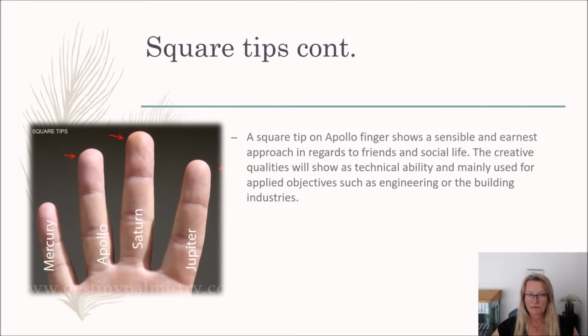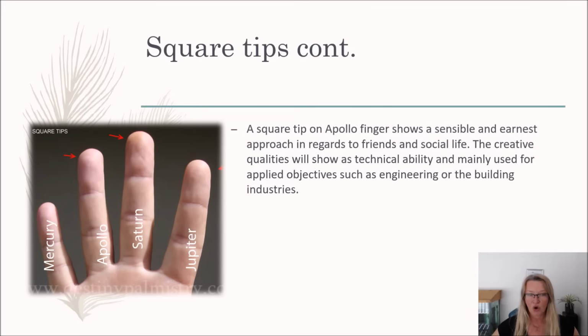Continuing more about the square tips, on the ring finger, it shows someone sensible and earnest with their approach to friends and social life. Their creative qualities will show as technical ability and mainly used for applied objectives such as engineering or in the building type industries.